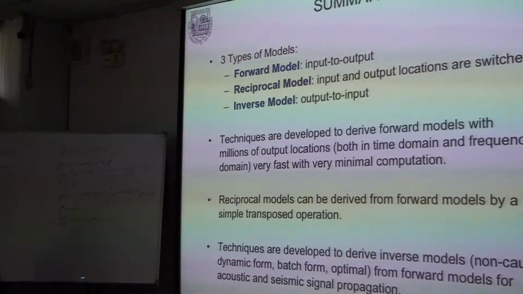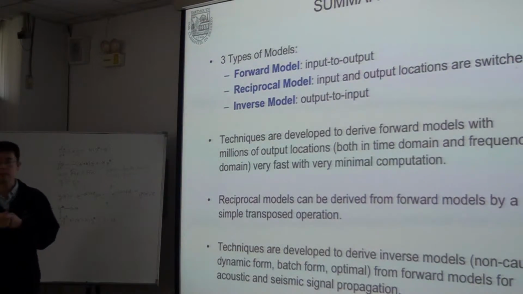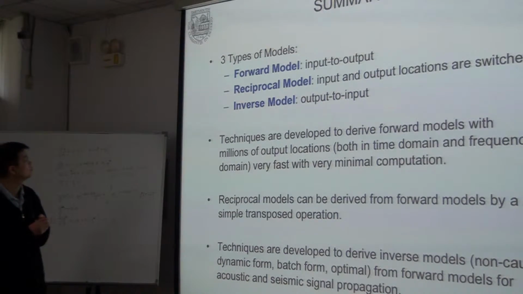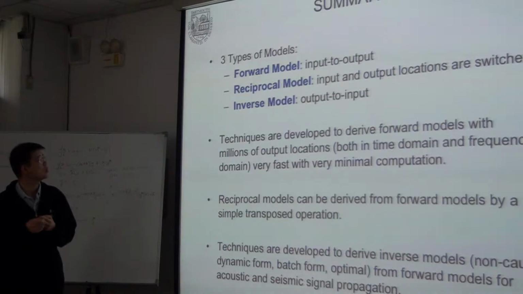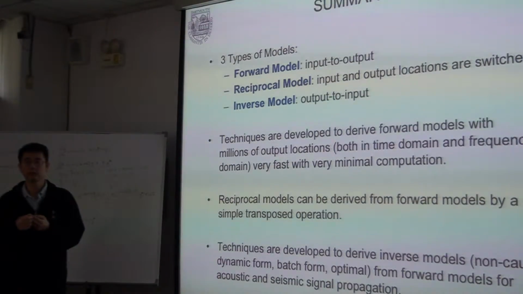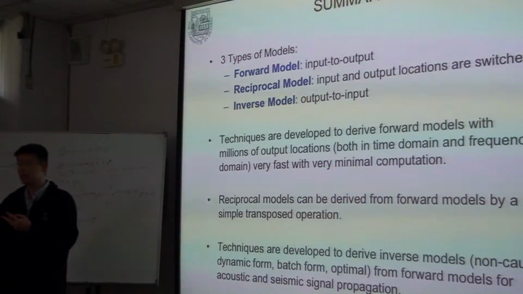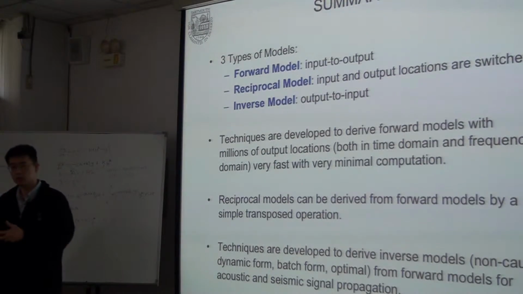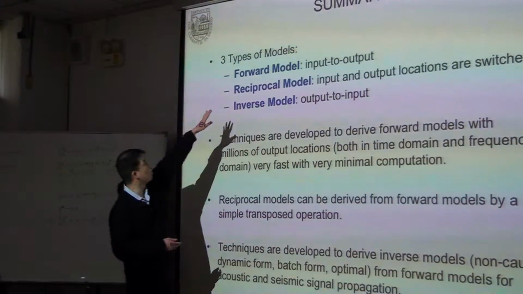Okay, so, summary, the three types of model. The forward model is a typical input-output model that you normally see. The reciprocal model can be derived from the forward model, and it tells you the dynamics of the input-output locations where the locations are switched. So the input location becomes an output location, and the output location becomes an input location. They switch around, and you can get that dynamics from the dynamics of the forward model.